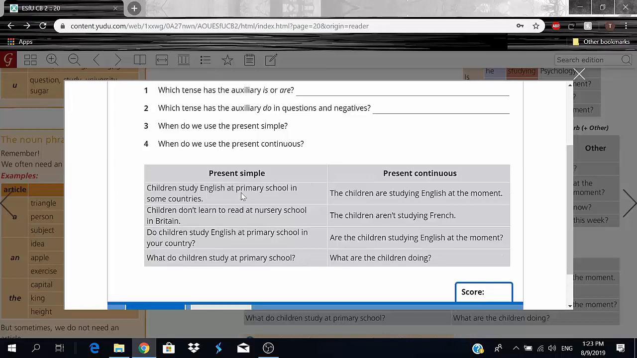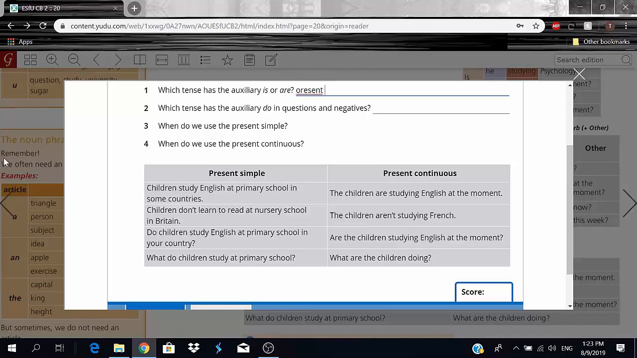Children study English at primary school in some countries, or the children are studying English at the moment. Which one is it, you guys? That's correct. It's the present continuous. So, which tense has the auxiliary is or are?